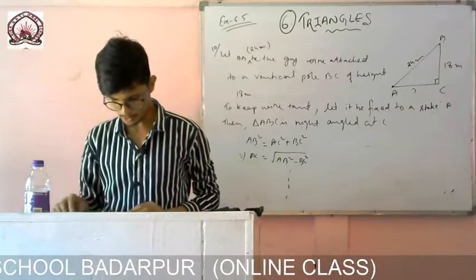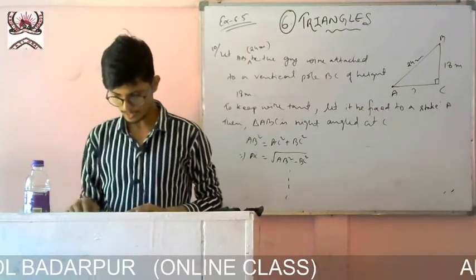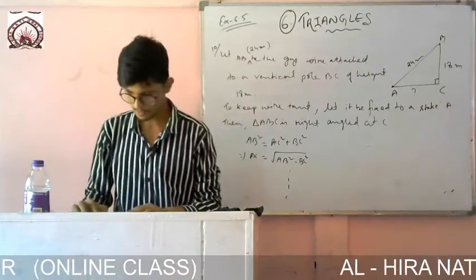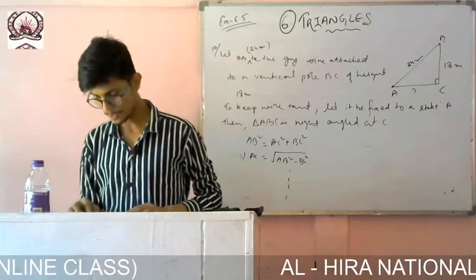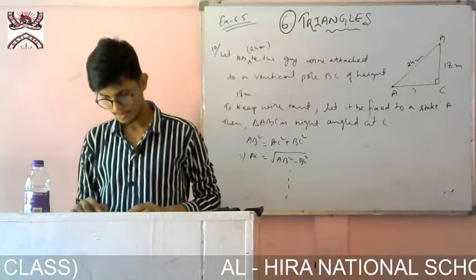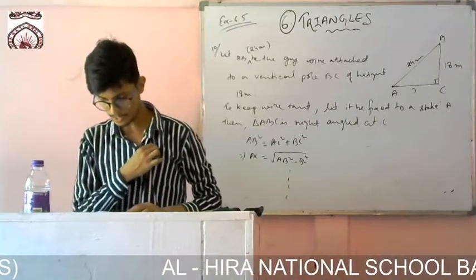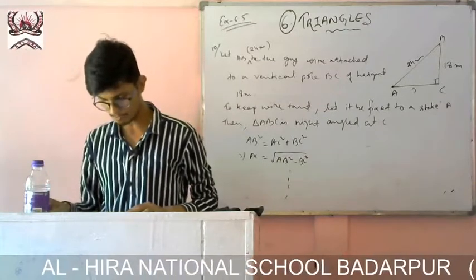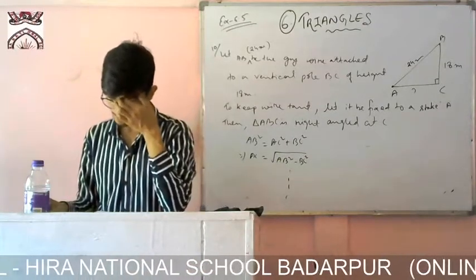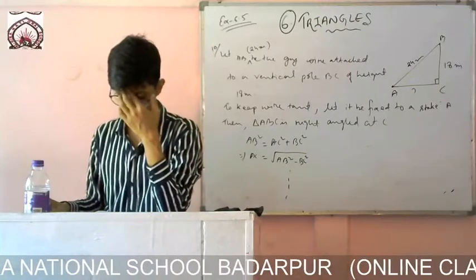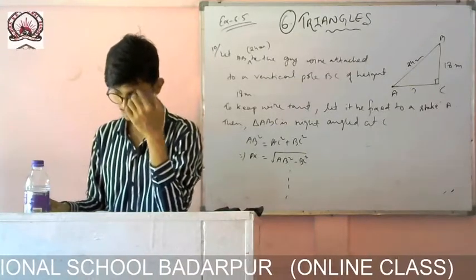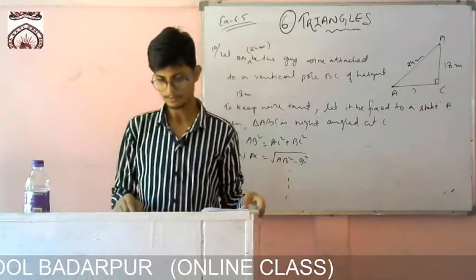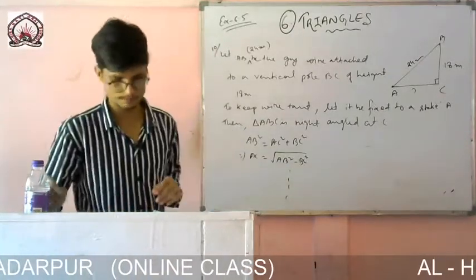Now let us move to question number 11. An aeroplane leaves an airport and flies due north at a speed of 1000 km/h. At the same time, another aeroplane leaves the same airport and flies due west at a speed of 1200 km/h. How far apart will be the two planes after 1.5 hours? So first of all, I have to find the distance.